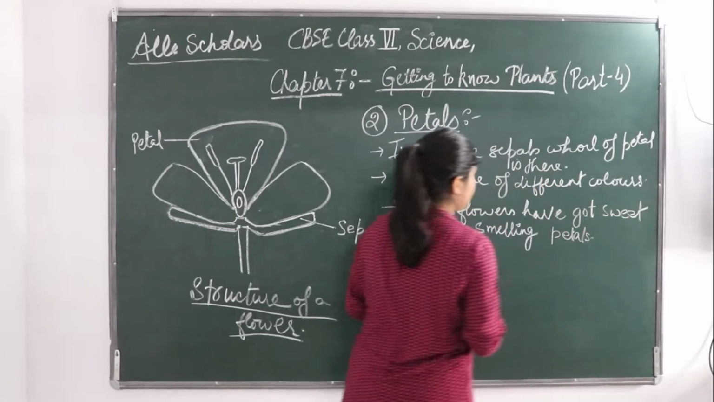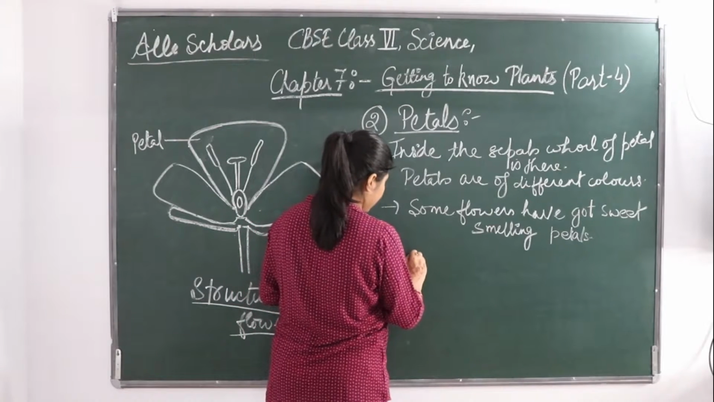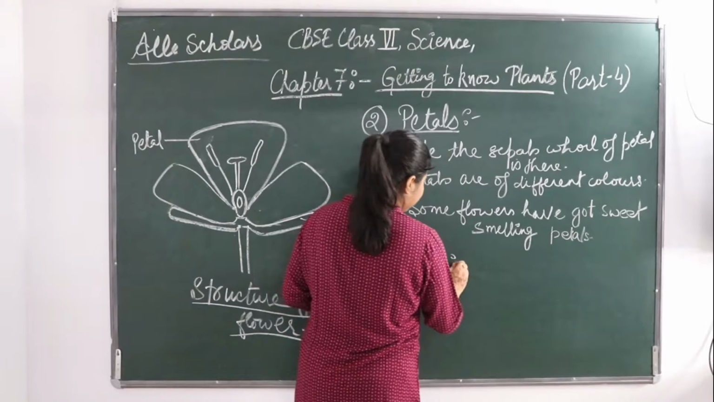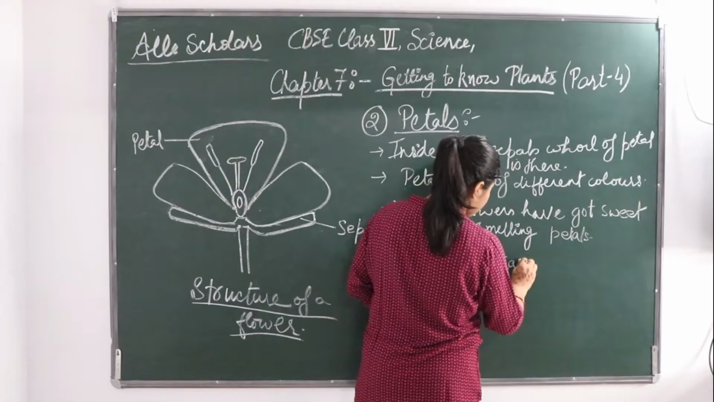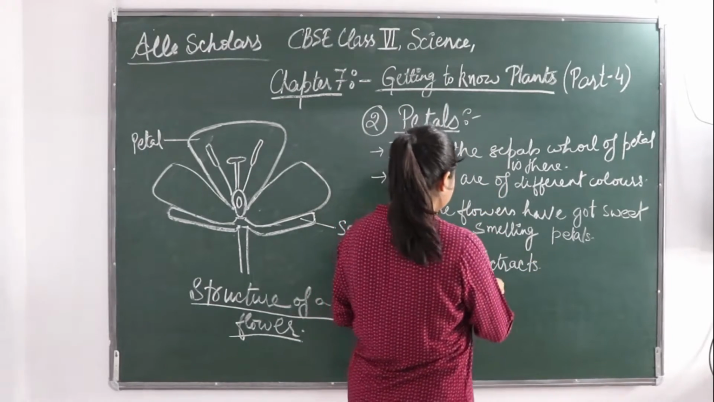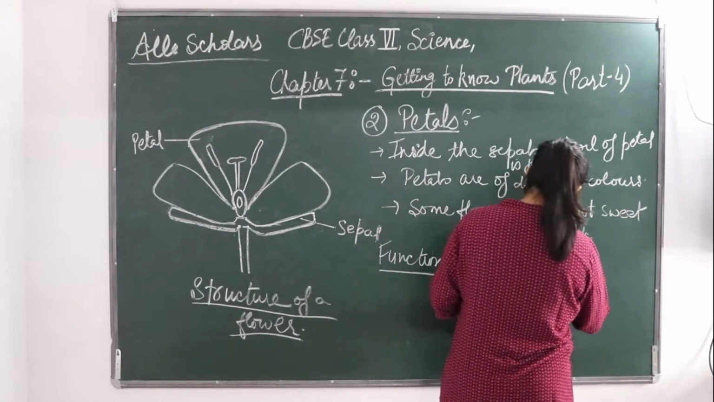Okay, so this was the features of a petal. Now we will see the function. The function of a petal is to attract human beings. It attracts human beings by its attractive colors. They have very attractive colors, and from that it attracts human beings.